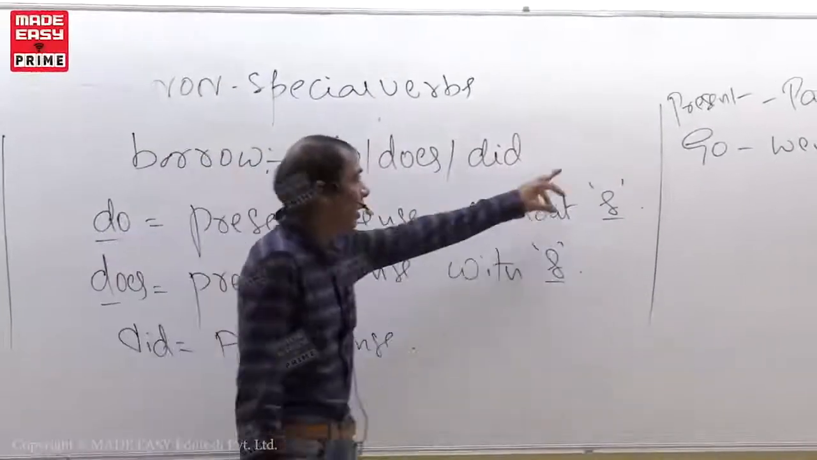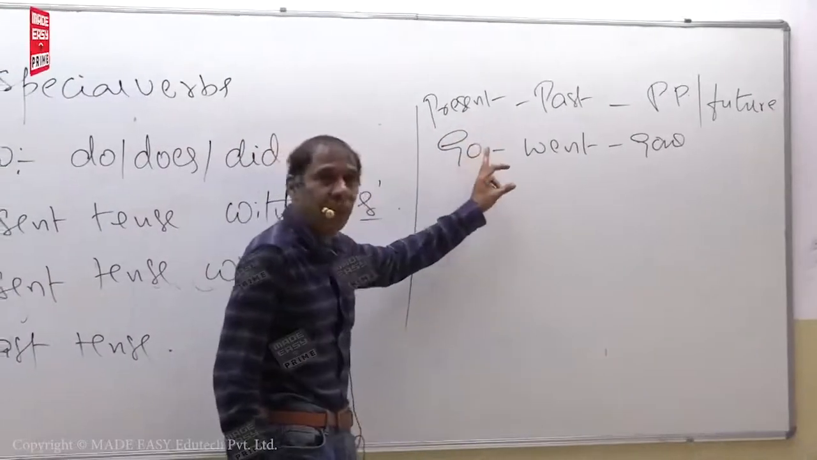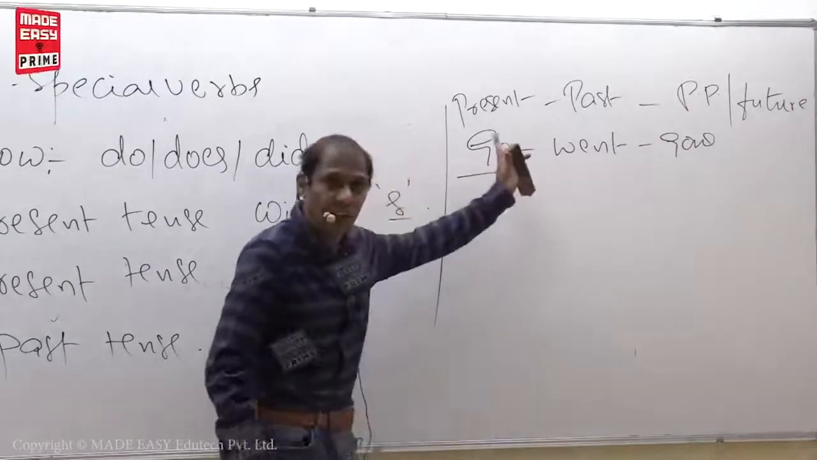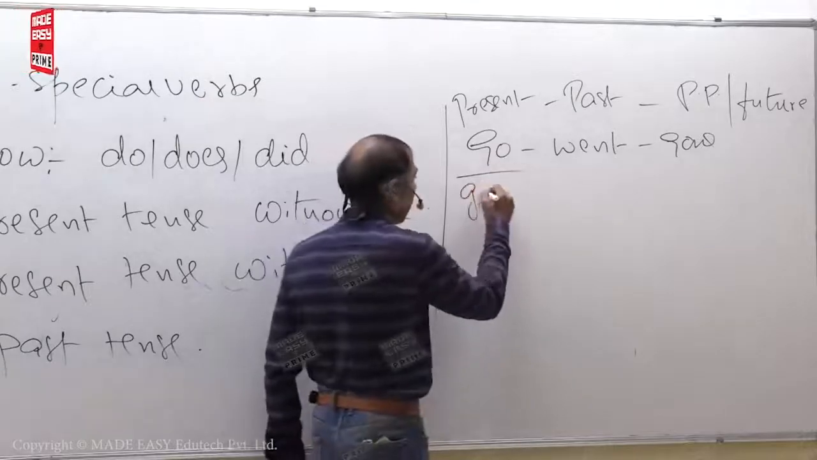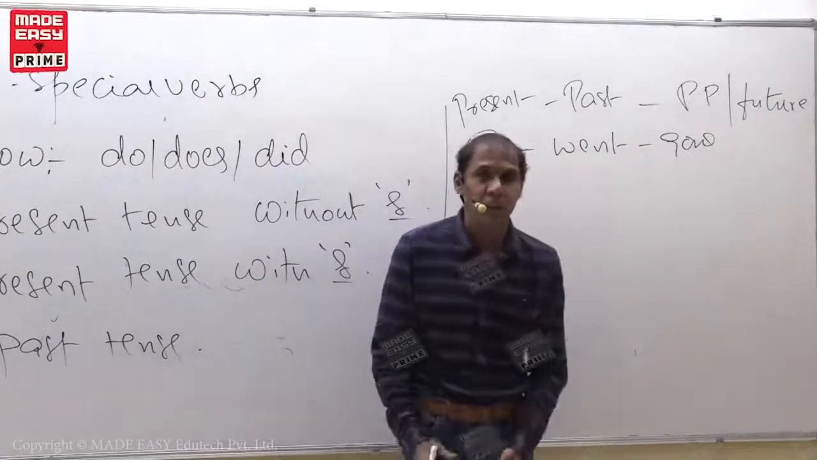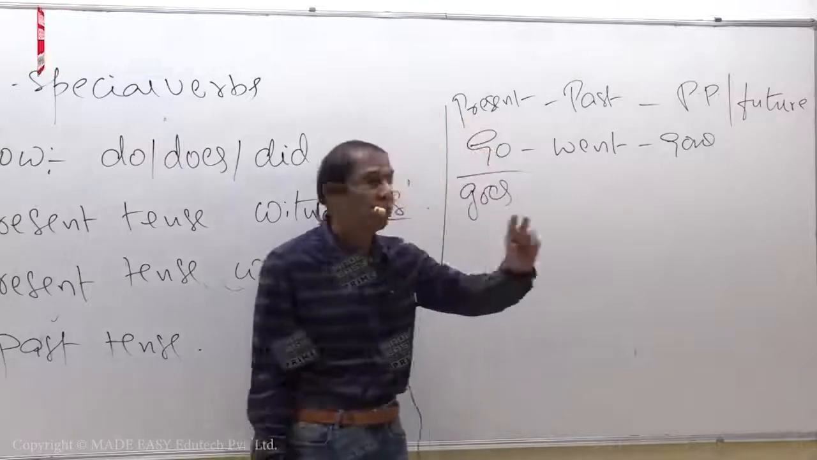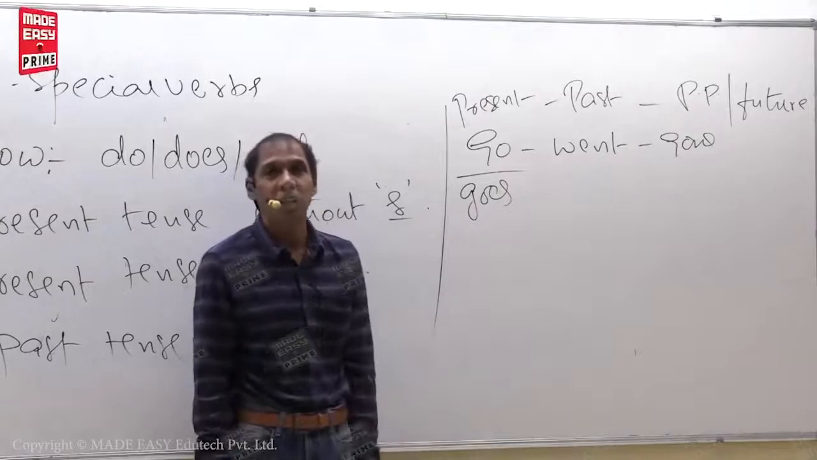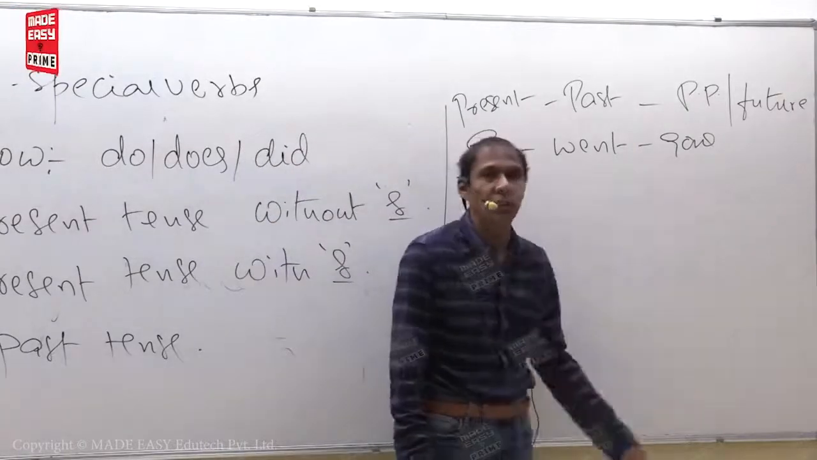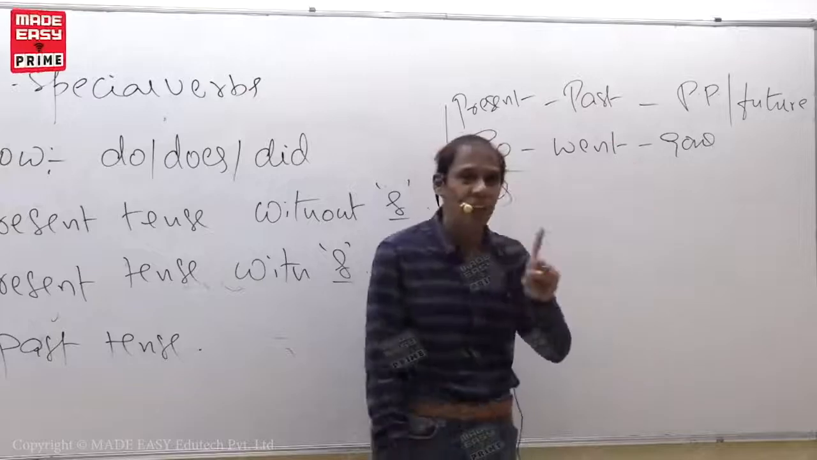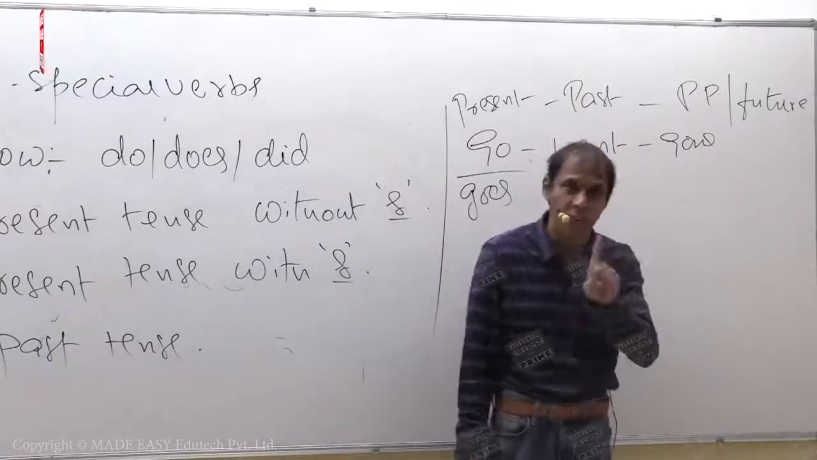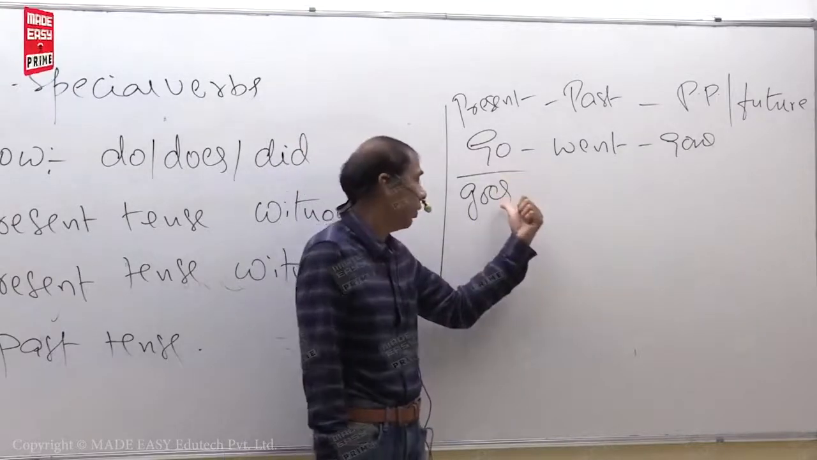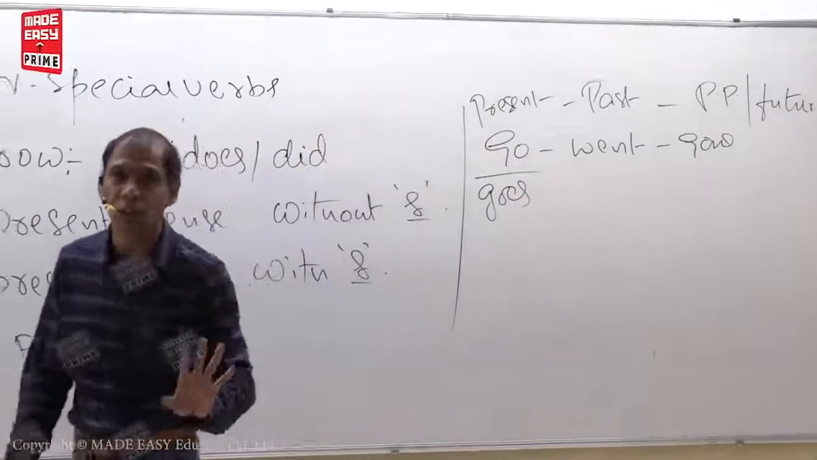See, present tense is always in two forms: go and goes, present tense without s and present tense with s. But don't say went by wents, gone by gones. Past tense has only one form. Past participle also has only one form. Only present tense has two forms, without s and with s.